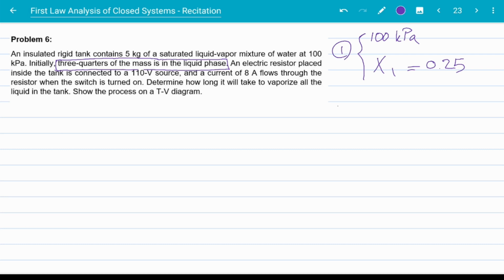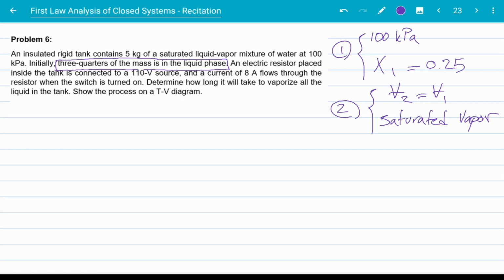The final state, we know that the volume is not changing because we are talking about a rigid tank. The volume of the final state is equal to the volume of the initial state, and the entire water has vaporized. So we are dealing with the saturated vapor state. Okay, so these are the things that we know about the second state.